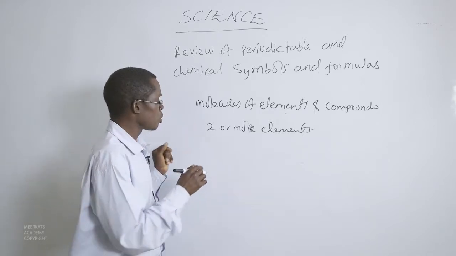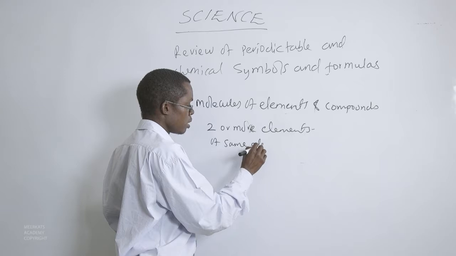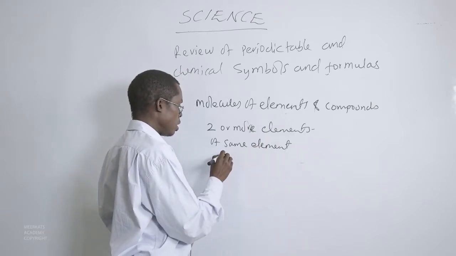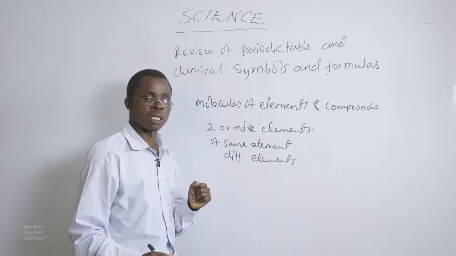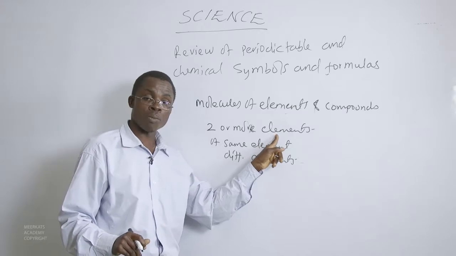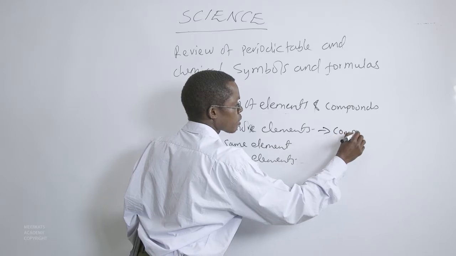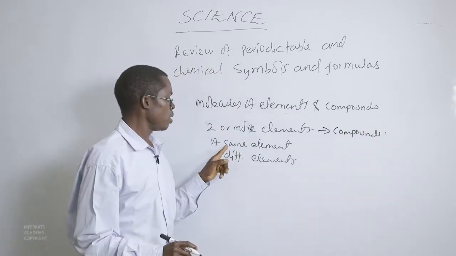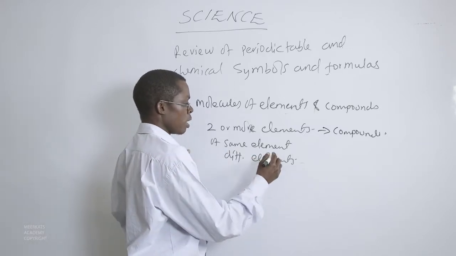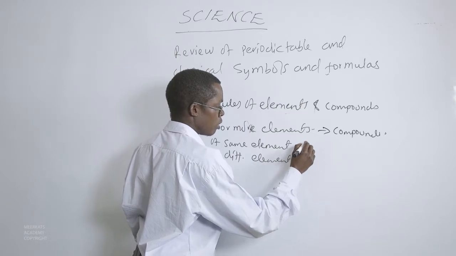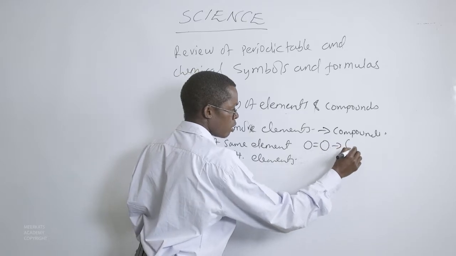But remember, the 2 can be of the same element or different elements. Remember that. The 2 elements we are talking about that are being used to give us a compound can be of the same or different elements. It's good to give an example. Same element, I can talk of oxygen. Oxygen atom combines with another oxygen atom to give us an oxygen molecule.